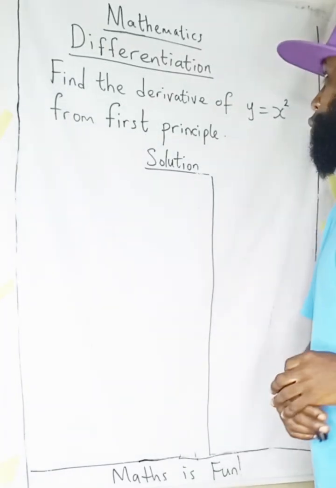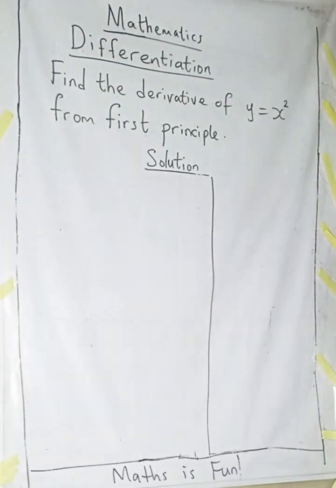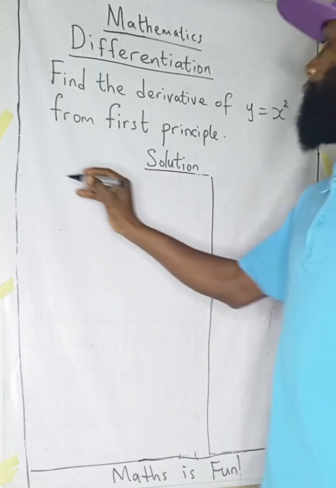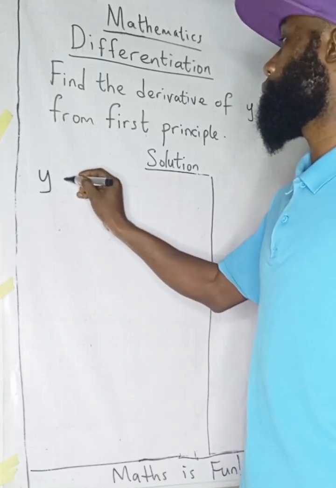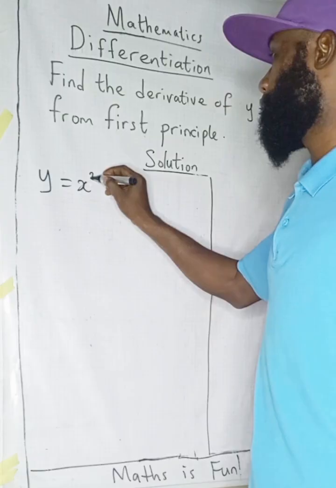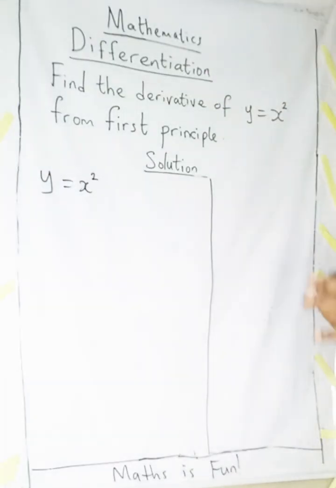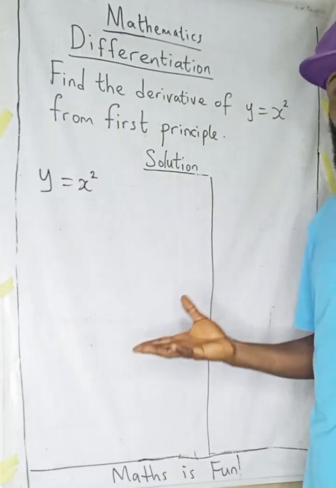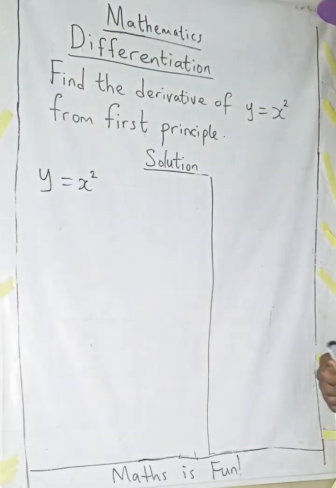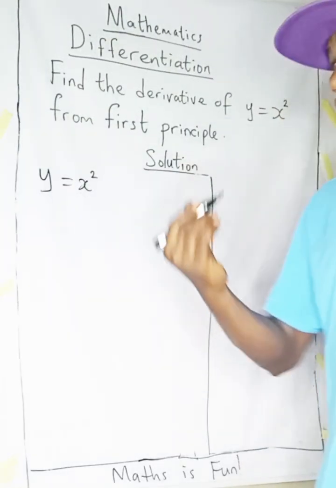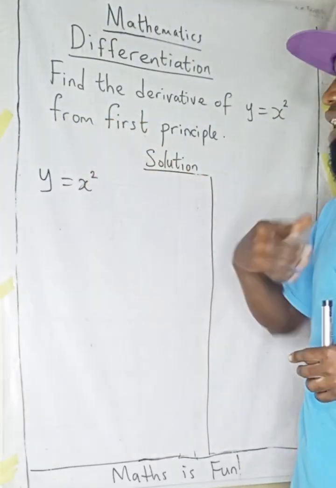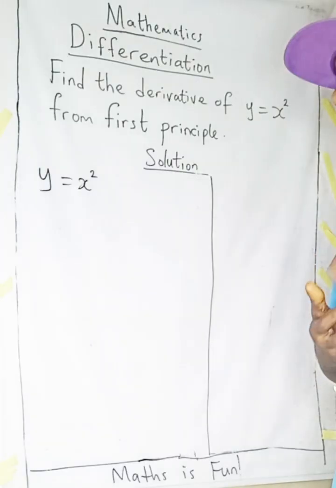Hello viewers. So here we are told to differentiate y with respect to x if y is equal to x squared. So what do we do? Very simple. From the first principle, like we have here. So what do we do? Anywhere we see y, we add change in y.